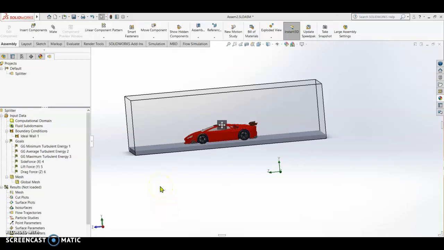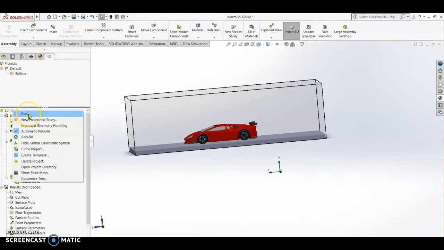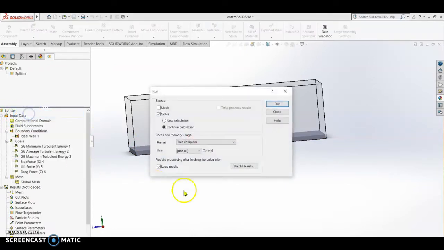We have already set up the project for the splitter. So we have already set up the turbulent energy as well as the forces: side force, lift force, and drag force. Now we're ready to run the simulation to determine the downforce generated by the splitter. So right click on the title of the project and then run.